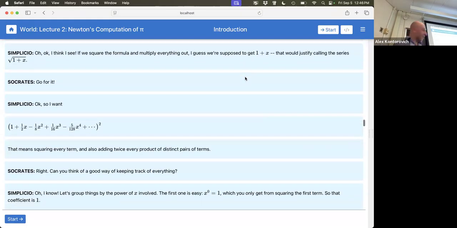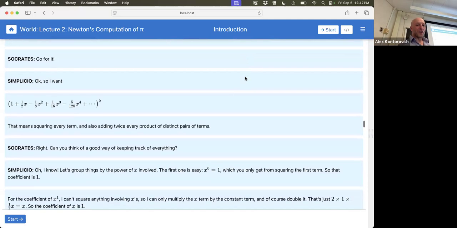And Simplicio says, I know. Let's group things by the power of x involved. Let's work it out by each power. Okay, so what do you get for the coefficient of x to the 0, namely 1? Out of this big sum, whatever it's going to be, how do I get no x's? Just 1 times 1, right? The only way to get no x's is with a 1 times 1. Okay, fine. So that coefficient is 1.